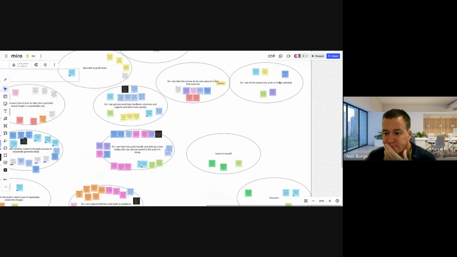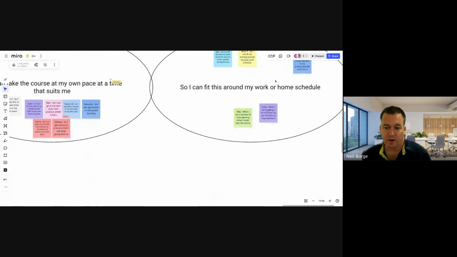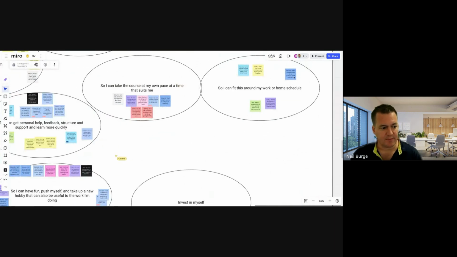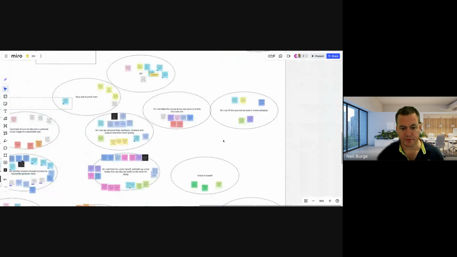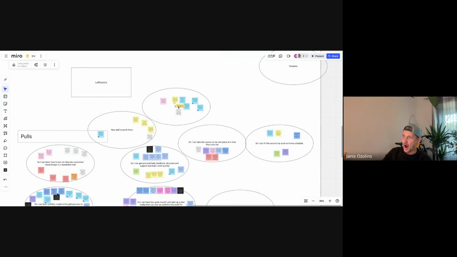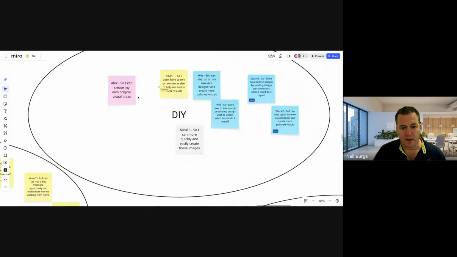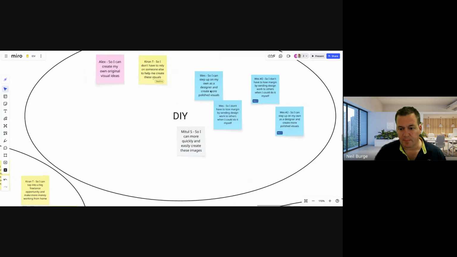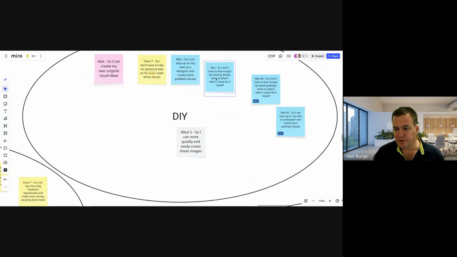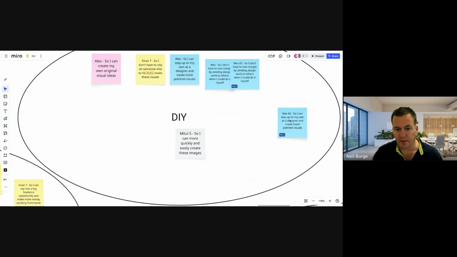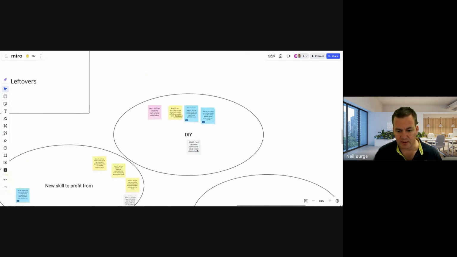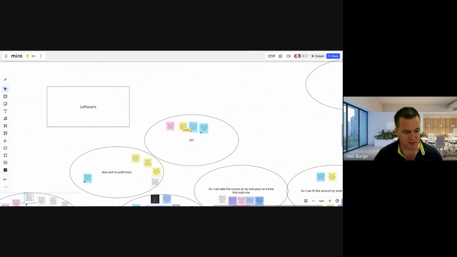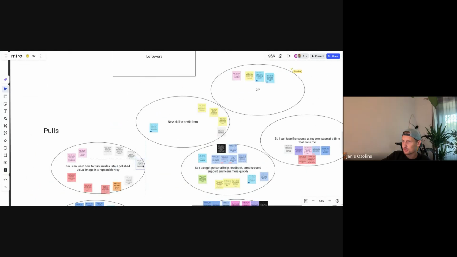Okay. But I think they belong in there because I know that these are push statements, but I've got to be able to fit it in. It is important to them. Yeah. Okay, so I can do this on my own. I don't have to rely on somebody else. Step up on my own. Don't lose margin. It's the same one. Step up on my own. It's the same one. More quickly and easily create these. That's process, right? Yeah.